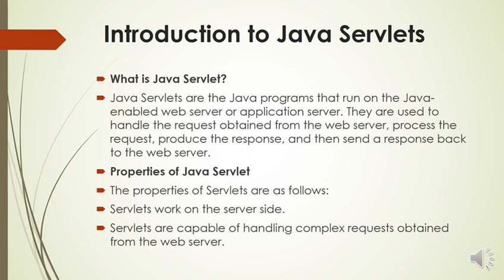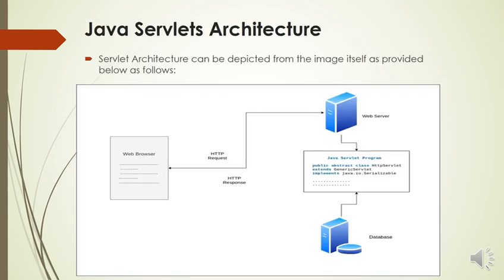Properties of Java servlets. The properties of servlets are as follows. Servlets work on the server side. Servlets are capable of handling complex requests obtained from the web server. Java servlet architecture can be depicted from the image provided below. We have a main component, the web browser. This represents the client-side interface where the user interacts with the web application.